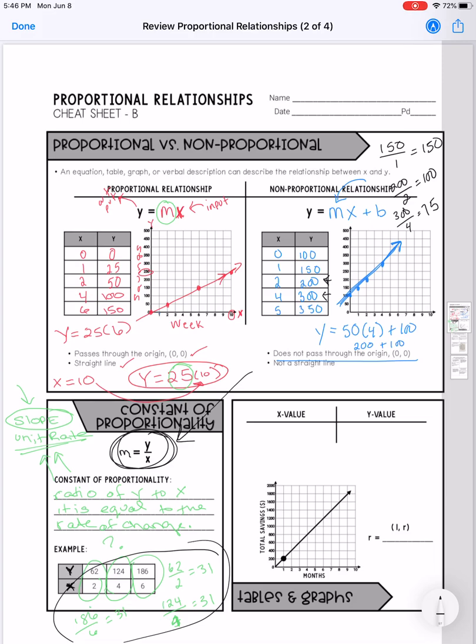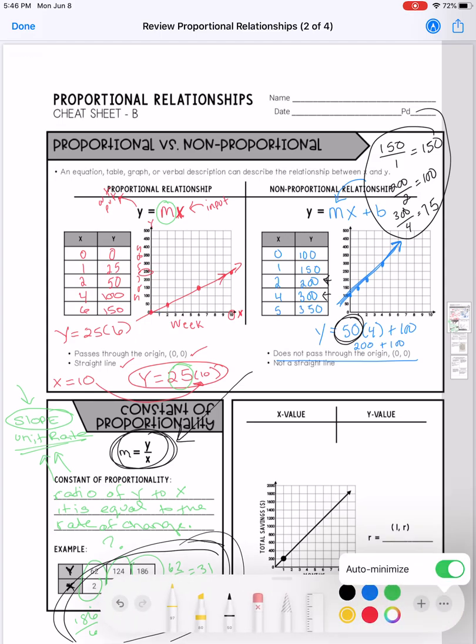So these are not equal. You can notice these are all different. These are simplifying down to different numbers. So that is also not the unit rate, which we know is 50. So it's not a proportional relationship. It is a relationship. It does have a unit rate, but it's not proportional.